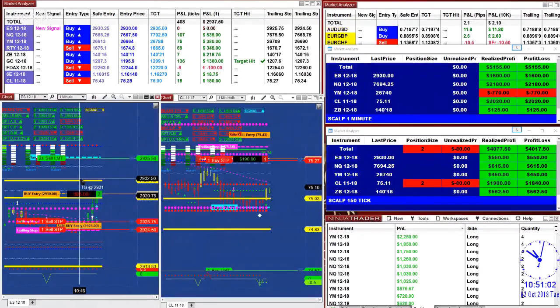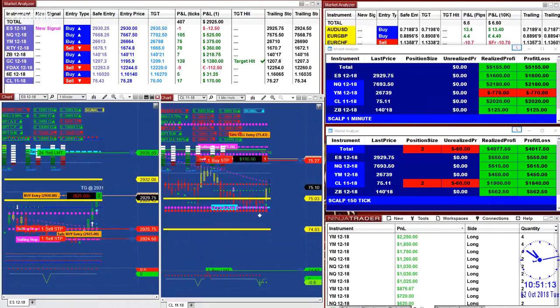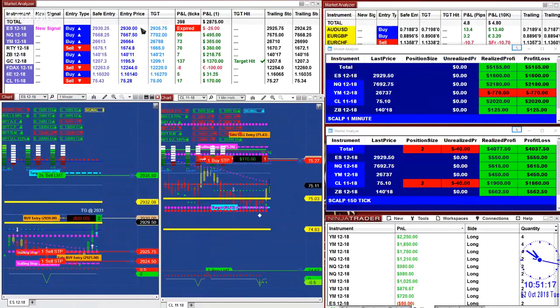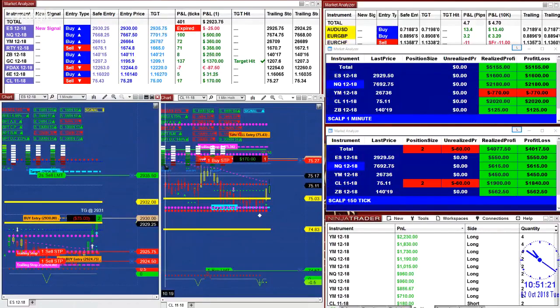Okay, we have an entry, a new signal at 2930, target 2935. A new signal at 2930, target 2935.75.